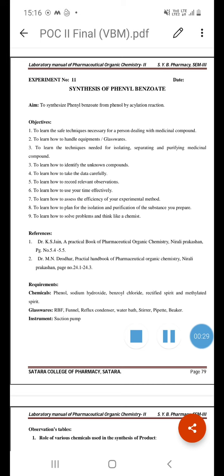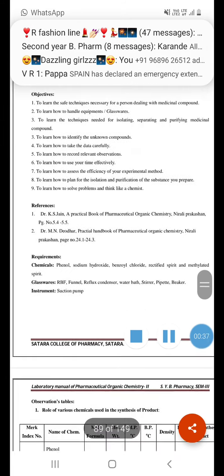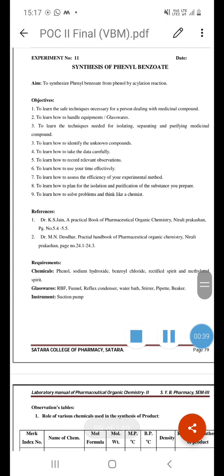to learn the safe technique necessary for a person dealing with medicinal compounds, to learn how to handle equipment or glassware, to learn the techniques needed for isolating, separating and purifying medicinal compounds, to identify the unknown compounds, and to take the data carefully.